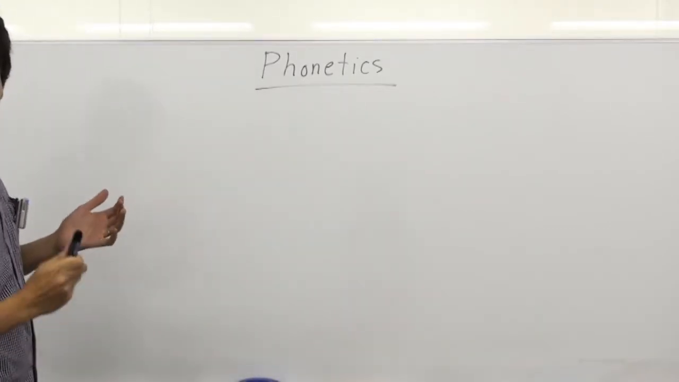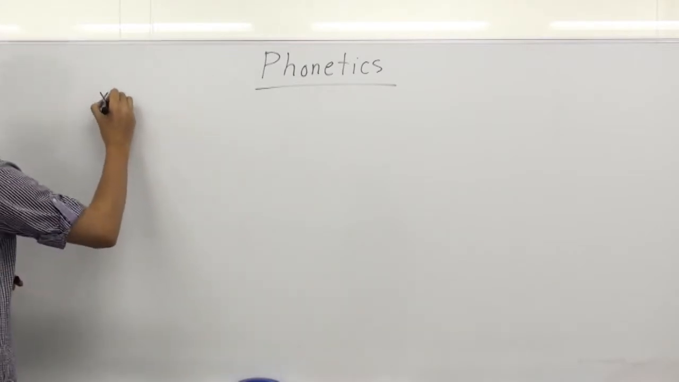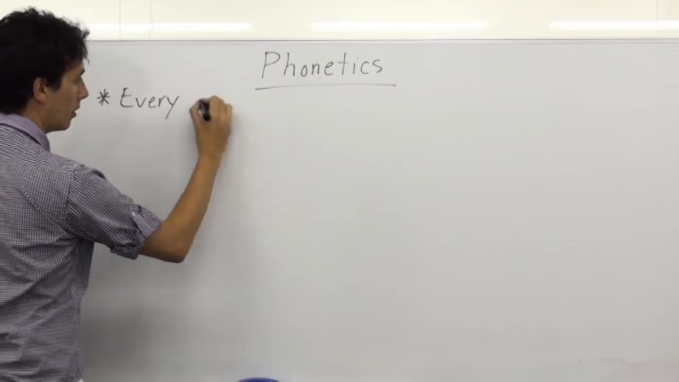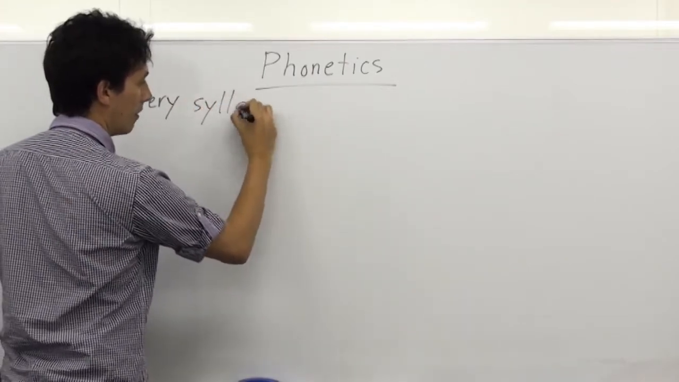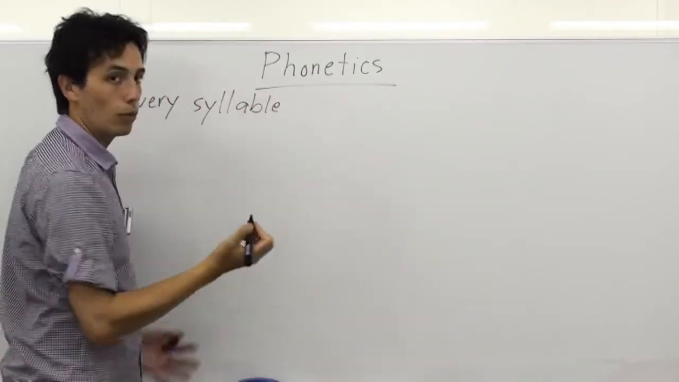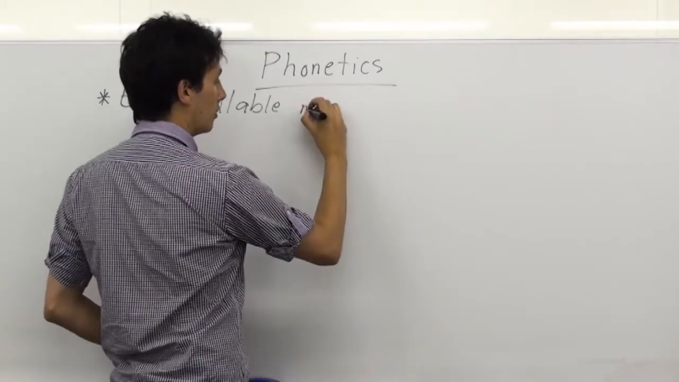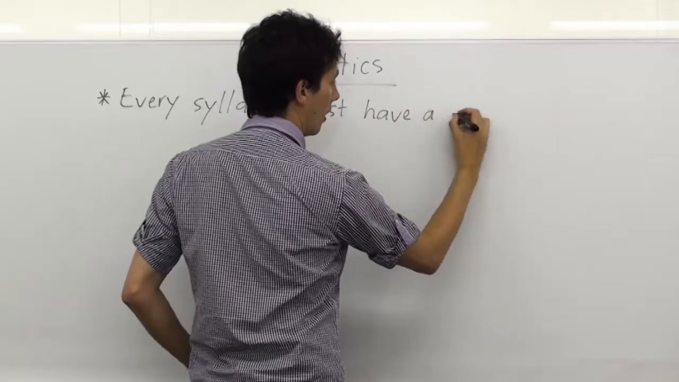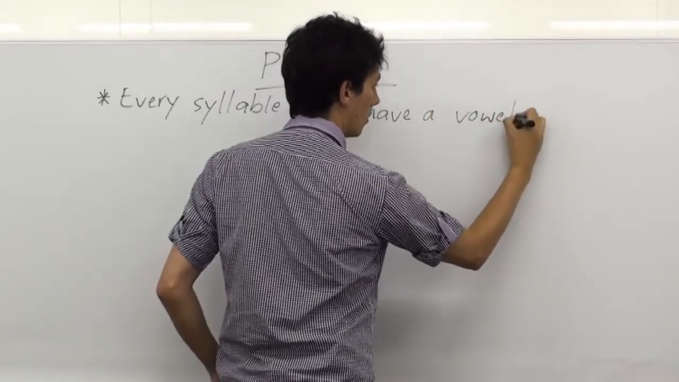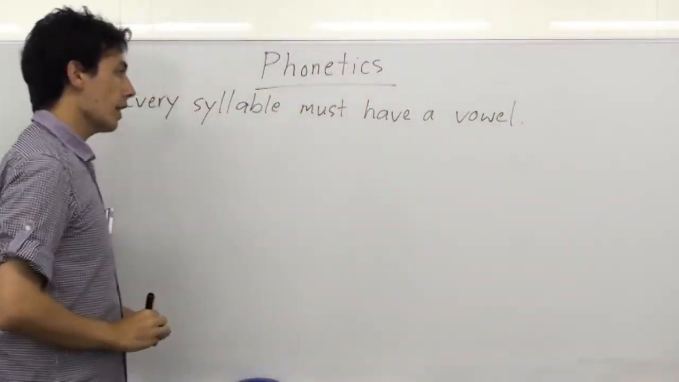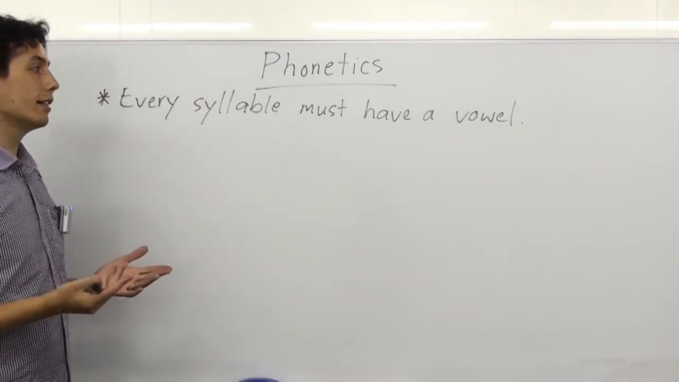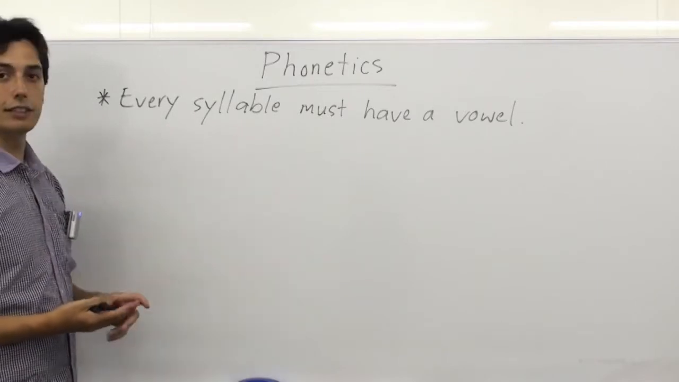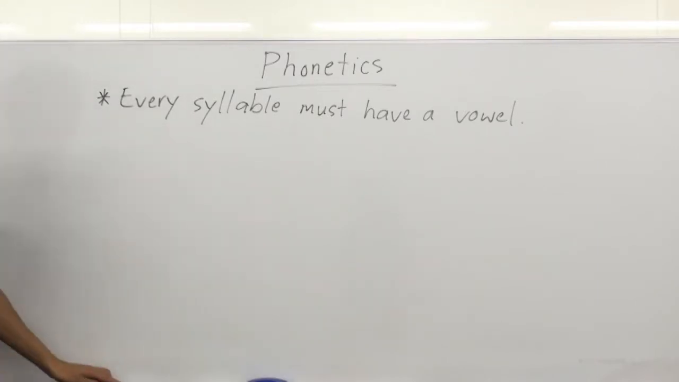Alrighty. So, rule number 1. Every syllable must have a vowel, and that includes Y. Every syllable must have a vowel. A syllable is like a beat, like syllable. So syllable has 3 syllables.